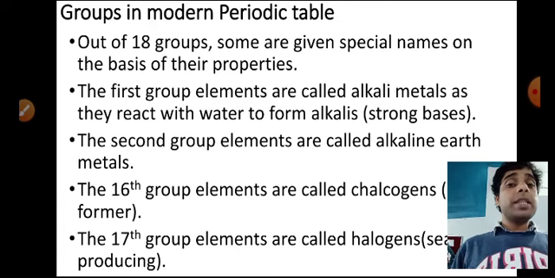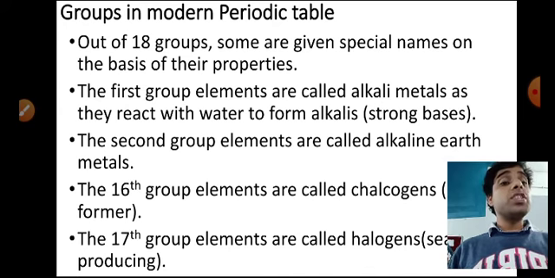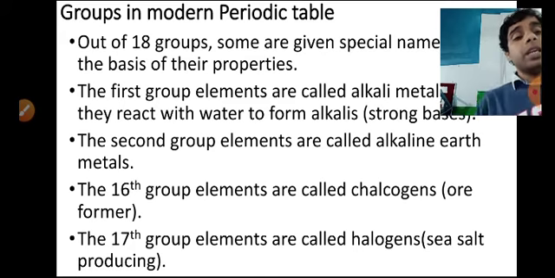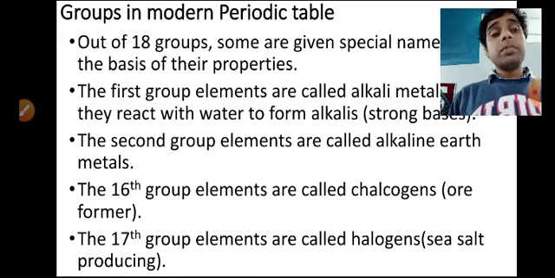So the first group elements are called alkali metals. And why are they alkali metals? Because they have a strong tendency to react with water, and after the reaction they form strong bases and alkalis. So you have understood the first group is known as the alkali metals, with strong base formation.